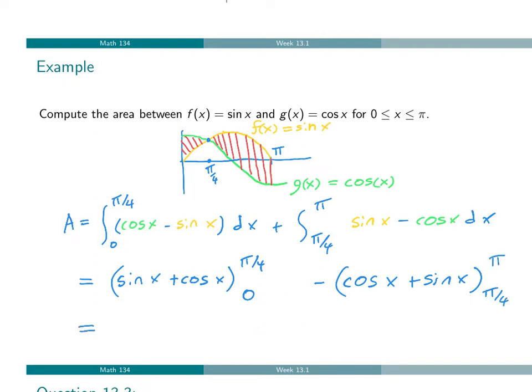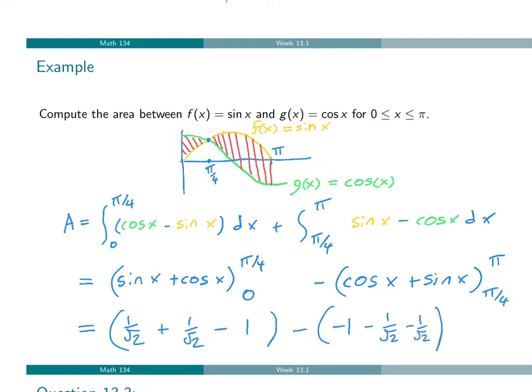Okay, so plugging everything in, plugging in pi over 4, we get 1 over root 2 plus 1 over root 2, and then we subtract, plugging in 0, where we get 1. And then the other term that's here, we'll write a minus sign and then an open bracket to put everything inside. We plug in pi, and we just get minus 1. And then we subtract, plugging in pi over 4. So this time we get minus 1 over root 2, minus 1 over root 2.